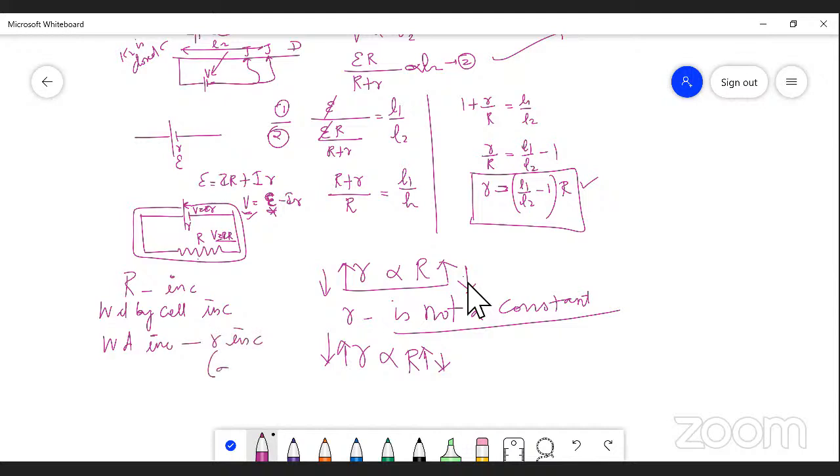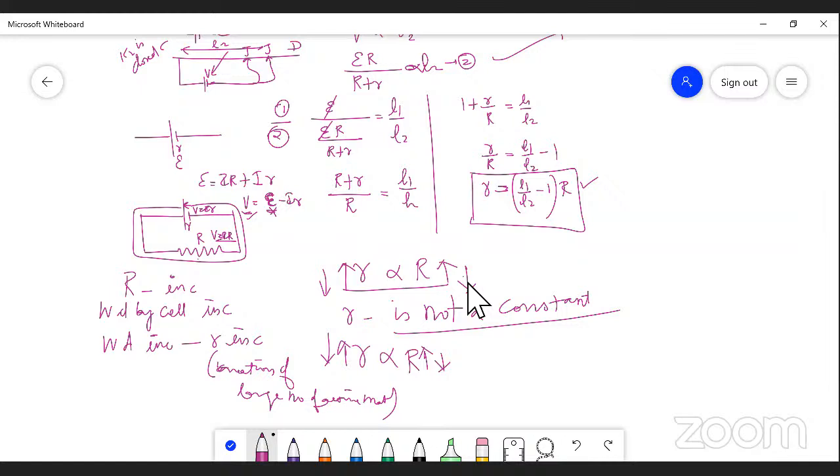This is because of the creation of a large number of active materials. So as capital R increases, small r will also increase. The internal resistance of the cell is not a constant. It all depends upon the external resistance of the cell.